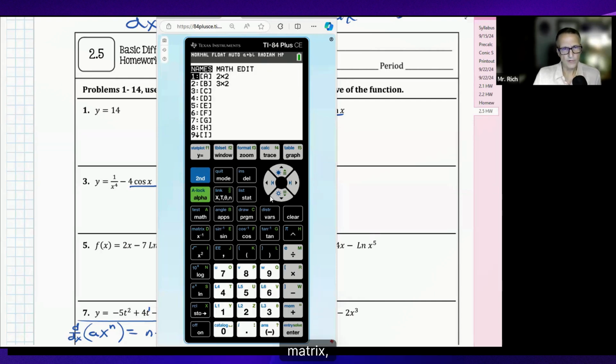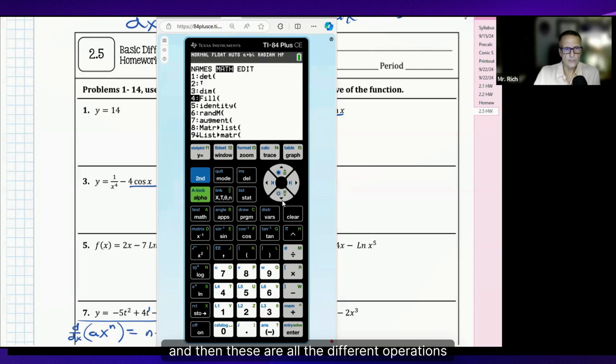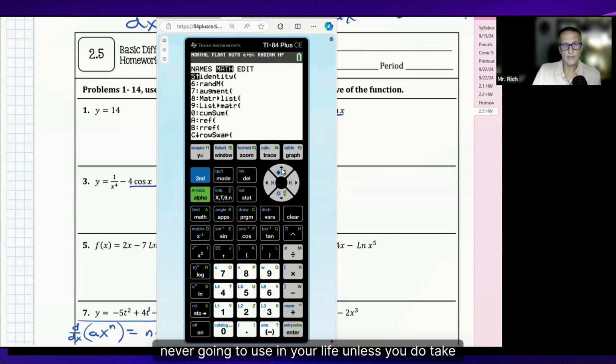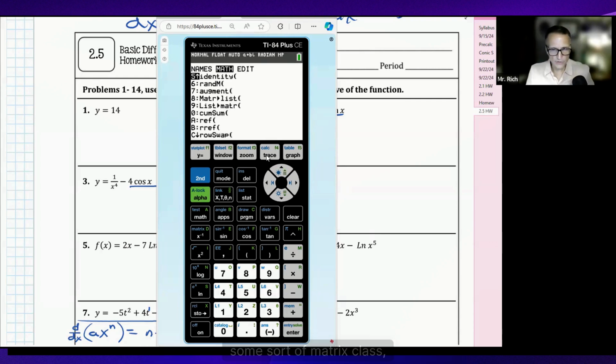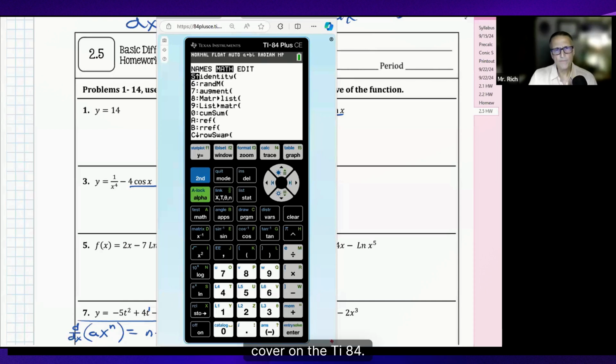TI-84 on matrix, where you can enter matrices into your calculator. And then these are all the different operations that you might want to do with a matrix. There's a lot here, incredibly powerful, but that would be something that you probably are never going to use in your life unless you do take some sort of matrix class, usually called linear algebra. It might be a 2000 or 3000 level college class. And you know what? I think that's all I'm going to cover on the TI-84.